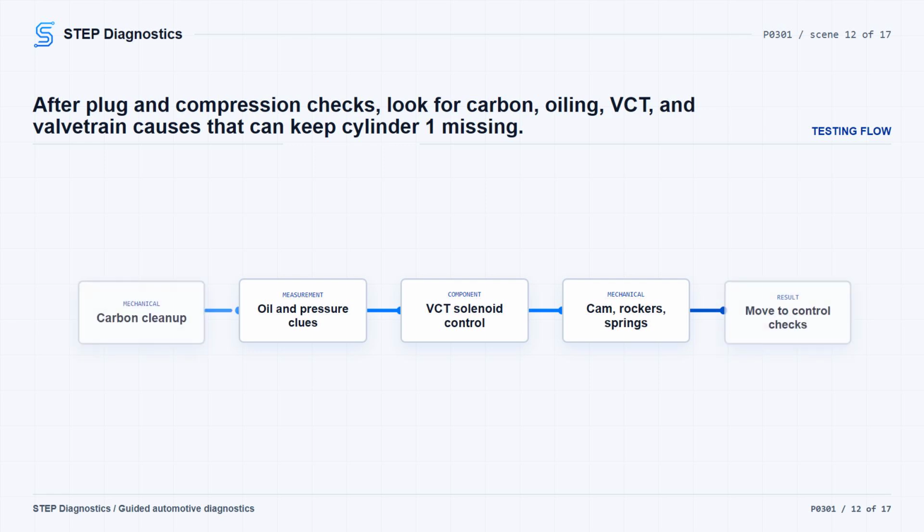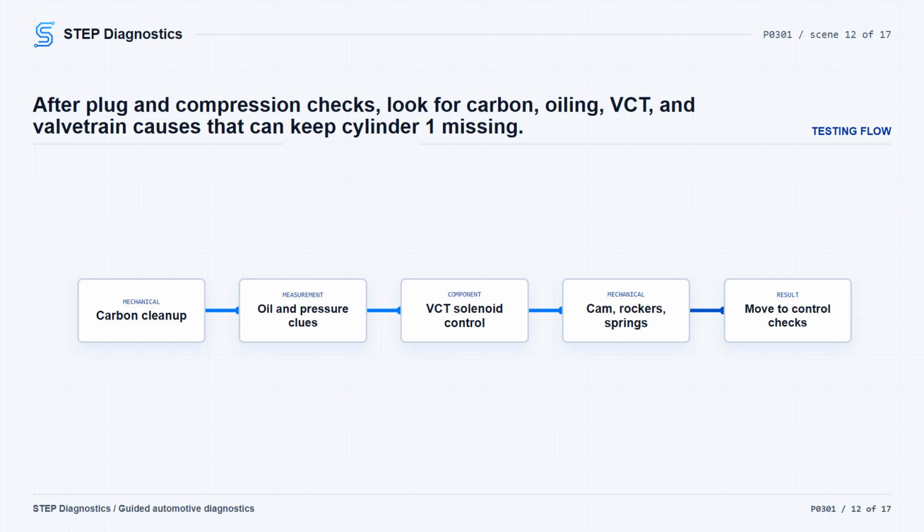Reconnect the PCM-C2 connector, turn the ignition on, and measure voltage on the VCT solenoid control circuit at the solenoid connector. The VCT solenoid driver circuit is a 12-0-volt PWM circuit, so the voltage should be present and should roughly match the actuation percentage selected. If it does not, repair the VCT solenoid driver circuit for an open or short to ground and verify.